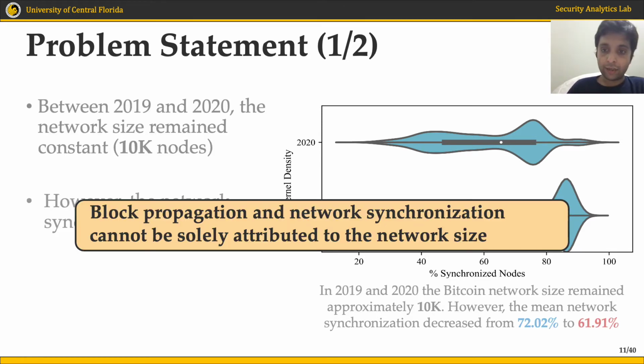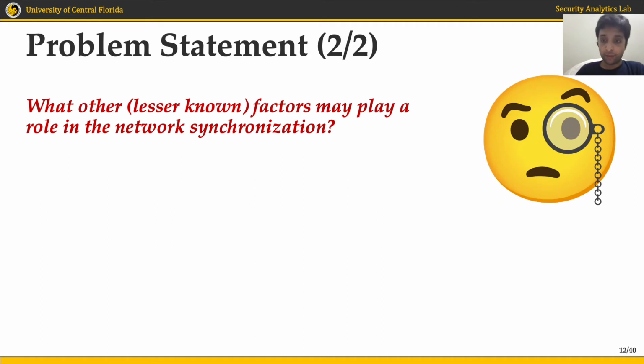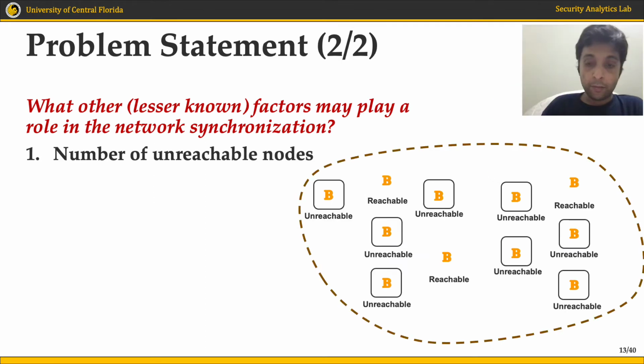Therefore, we concluded that block propagation and network synchronization cannot be solely attributed to the network size. A natural research question then becomes, what other lesser known factors apart from the network size play a role in synchronization? By looking into the Bitcoin network anatomy, we hypothesized that synchronization can be attributed to four factors.